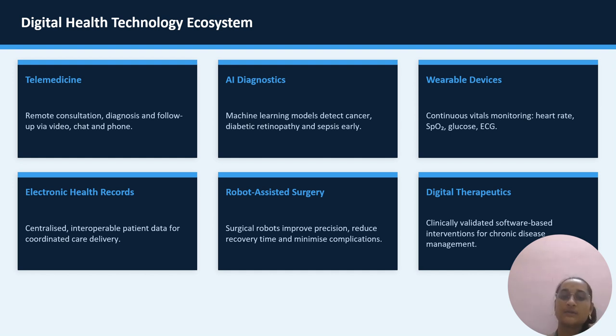And then the next one is robot-assisted surgery. Surgical robots improve precision, reduce recovery time, and minimize complications. Surgeons control robotic arms for super precise operations, which means smaller cuts, less blood loss, and faster healing for patients.